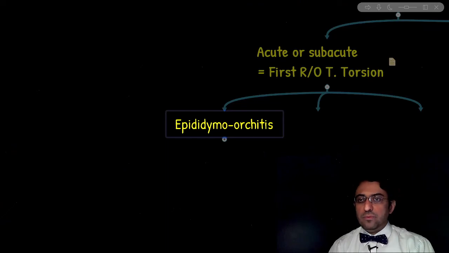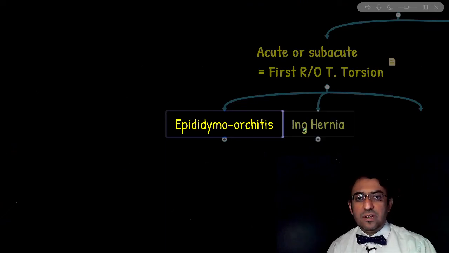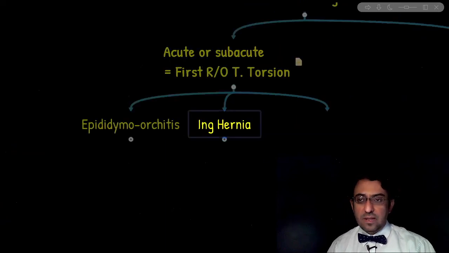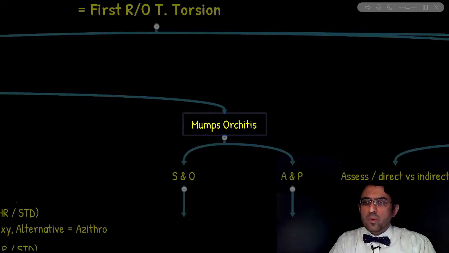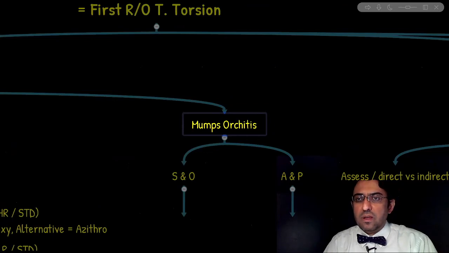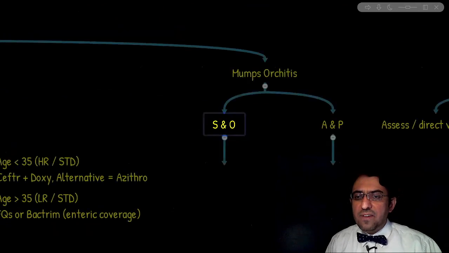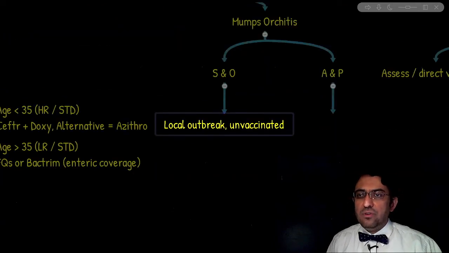Now, I mentioned that we have a couple other differentials for acute or subacute testicular symptoms, including inguinal hernia and Fournier's gangrene. So let's just discuss the ways we can differentiate them, beginning with this addendum to epididymo-orchitis, and that is mumps orchitis. What are the findings that could help differentiate mumps orchitis from epididymitis? We usually have an unvaccinated child, and usually in the setting of a possible outbreak.